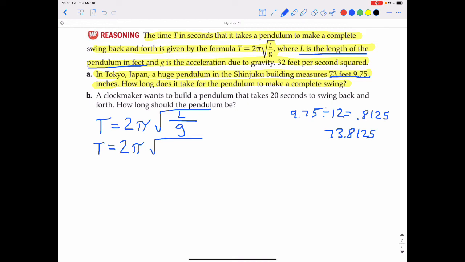So that's what we're going to replace in for the L, that 73.8125. And then we're going to divide that by G. Well, what's G? G, it says, is 32 feet per second squared. Now, that doesn't mean you're going to take 32 to the second power. Per second squared is actually the unit of measurement. We're just going to replace the G with a 32. So there's your replacement step.